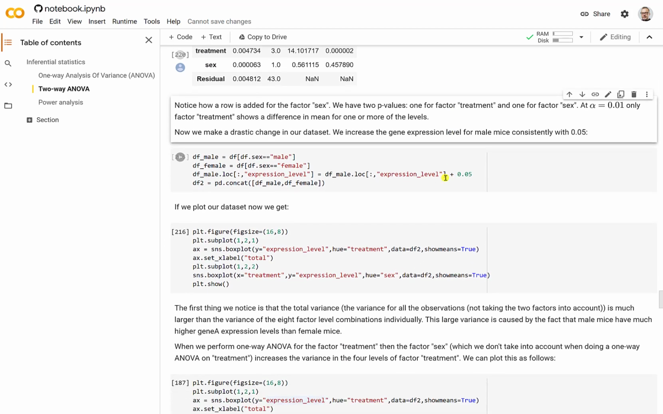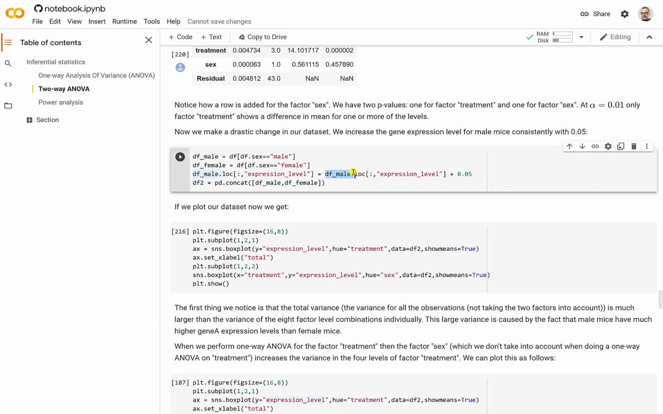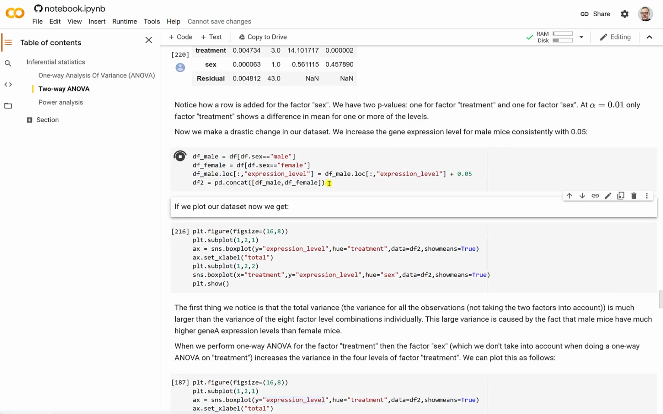So now let's make a drastic change in this data set, right? Instead of randomly assigning male and female, as we just did, we're now going to also add a small value. So we have a very consistent 0.05 value. We're going to add that to the expression level of males, right? So if you're a male, the gene expression level is typically higher, about 0.05 higher, let's say. So let's create that data set.